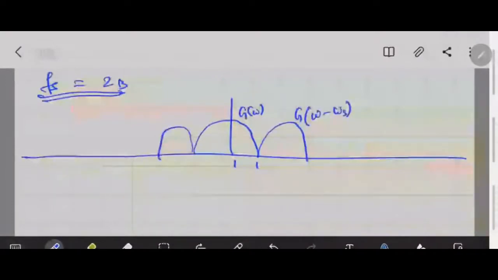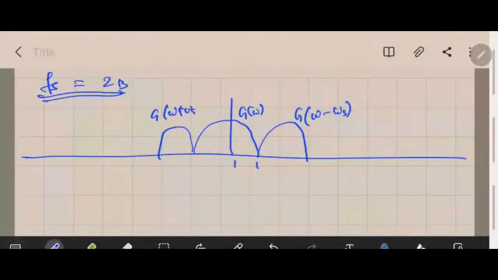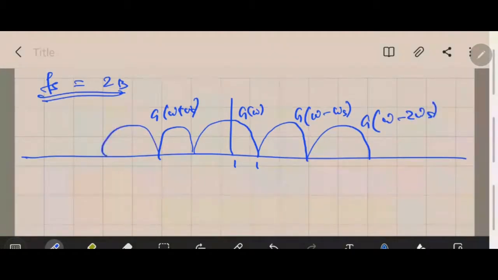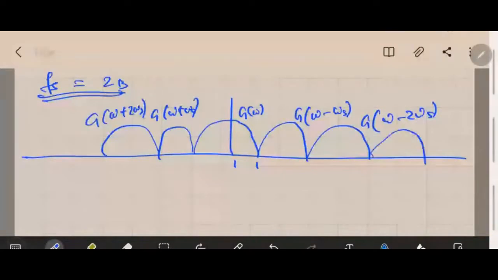This is g of omega plus omega s. Again, g of omega minus 2 omega s, here g of omega plus 2 omega s. So this will go on up to infinity, and all the spectrum will be side by side. Why are they exactly adjacent to each other? Because fs is equal to 2b.